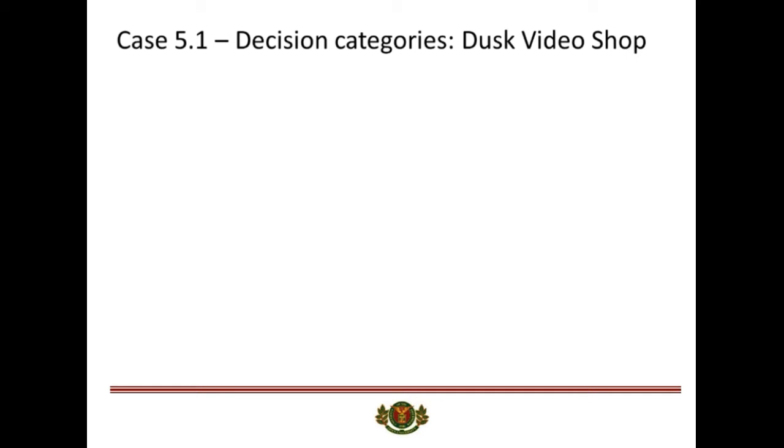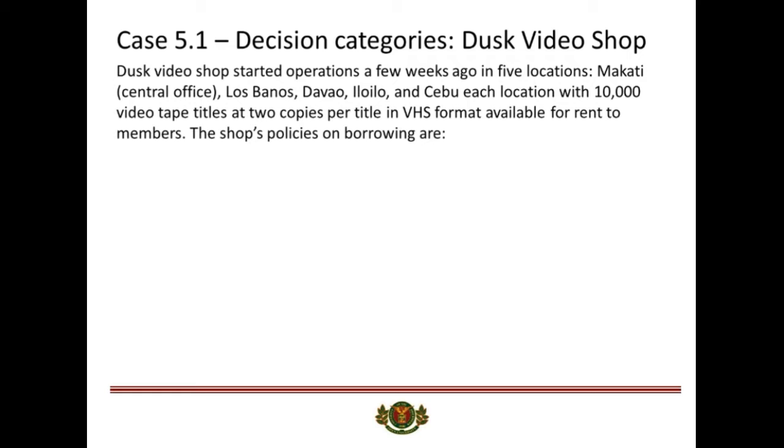Now let's do an activity which involves decision categories. We will be using the Dusk Video Shop as discussed on prior modules. Here are the facts. Dusk Video Shop started operations a few weeks ago in 5 locations: Makati, Los Baños, Davao, Iloilo, and Cebu, with each location with 10,000 videotape titles at 2 copies per title in VHS format available for rent to members.